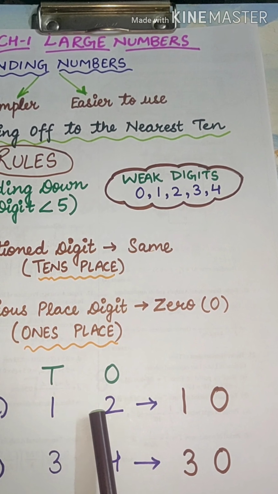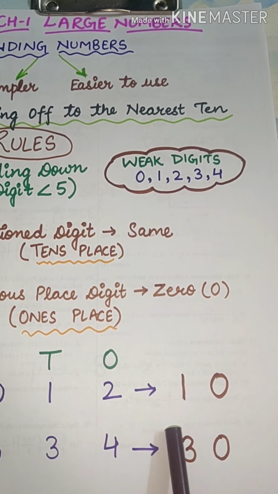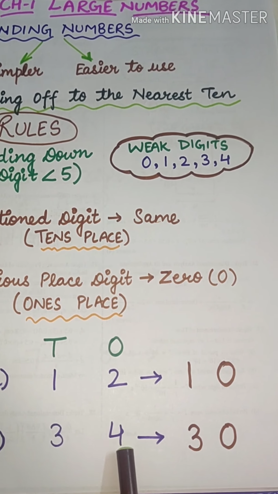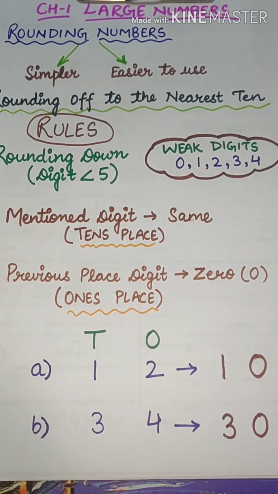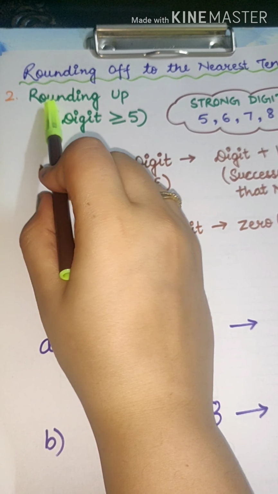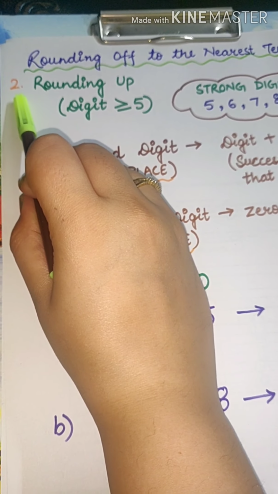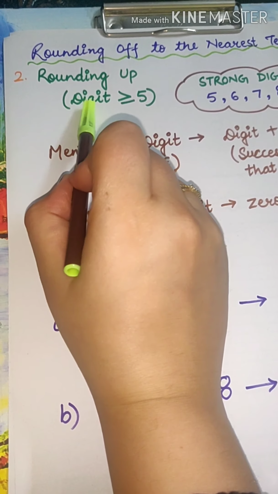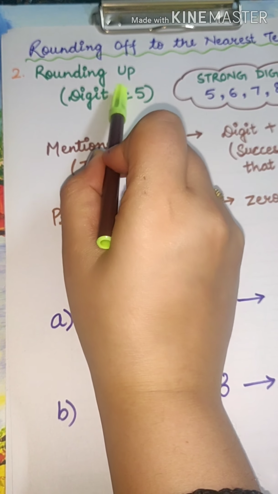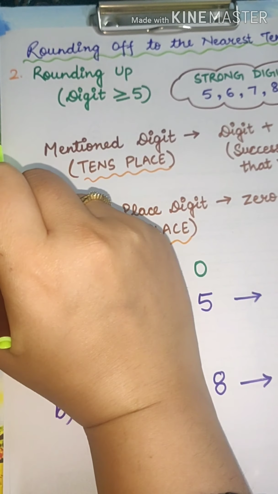So kids, this number will be rounded off to 10 and this number will be rounded off to 30. Alright. Now come to rule number 2, that is rounding up. Now when is it done? When the digit is equal to 5 or greater than 5.